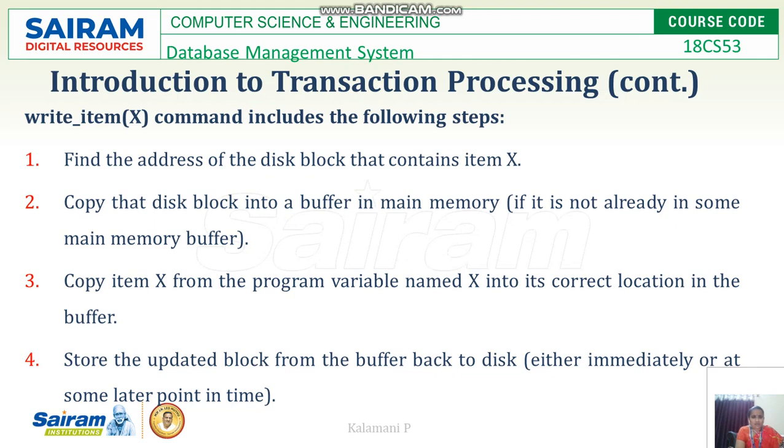The write item X command includes the following steps. First, find the address of the disk block that contains item X. Then copy the disk block into a buffer in main memory. Then copy item X from the program variable named X into its correct location in the buffer. Then store the updated block from the buffer back to disk. That should happen in the write operation. After updation, it should be written back to the disk, and that is the final commit operation.